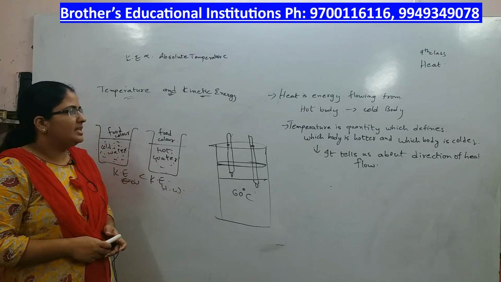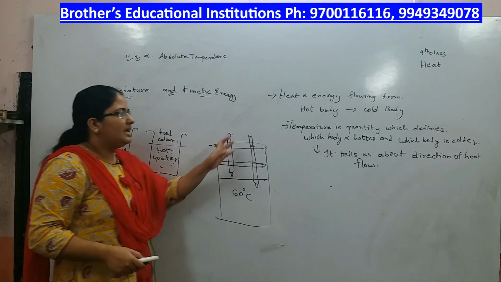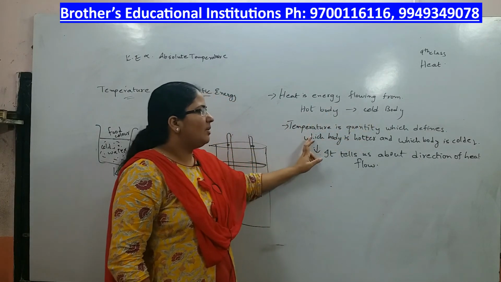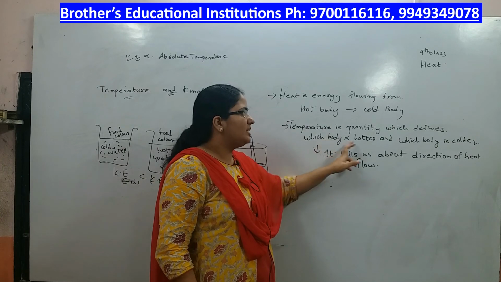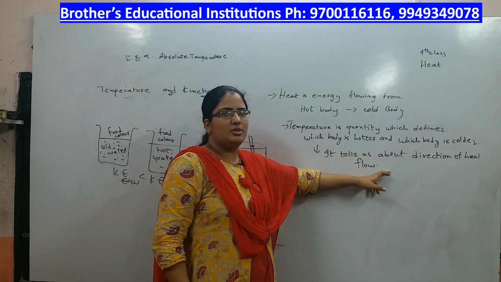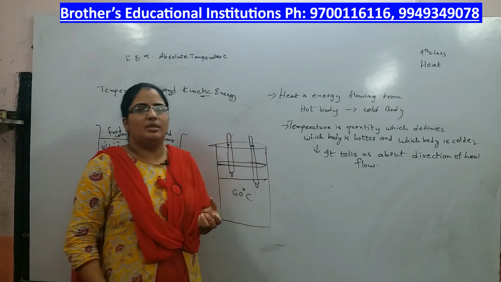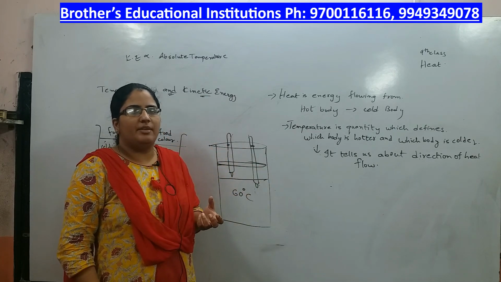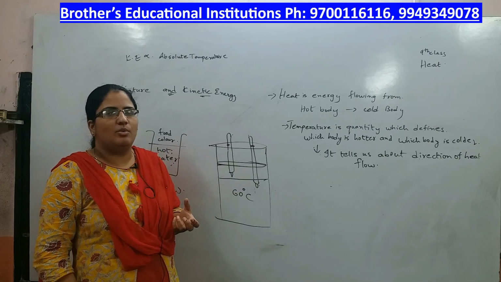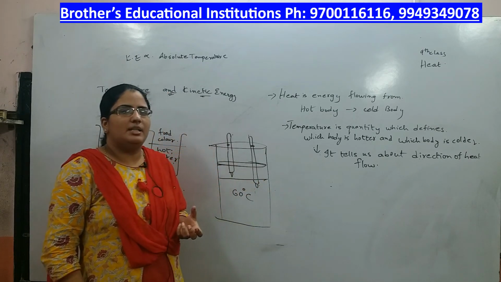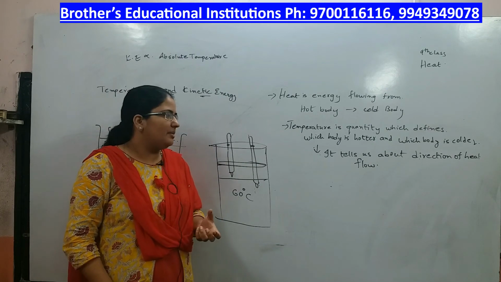So by this you can say that heat is the energy flowing from hot body to cold body. Temperature is a quantity which defines which body is hotter and which body is colder. So the average kinetic energy will tell us about the temperature. If the average kinetic energy of the particles is more, then it has more temperature. If the average kinetic energy of the particles is less, then it has less temperature.